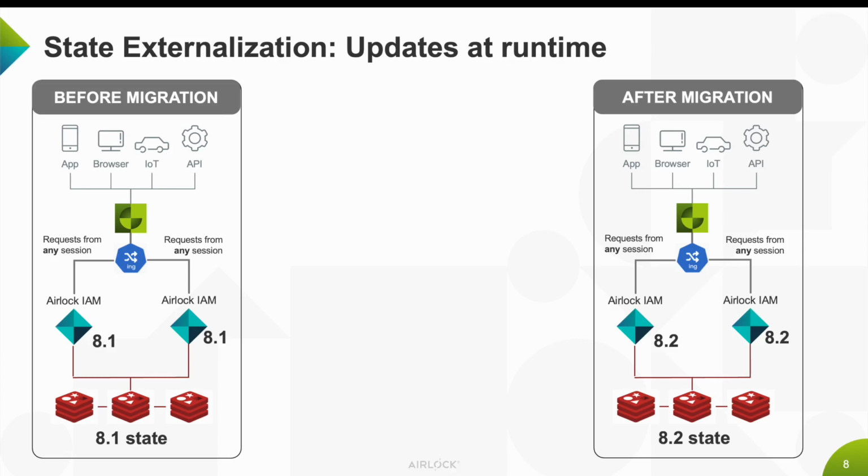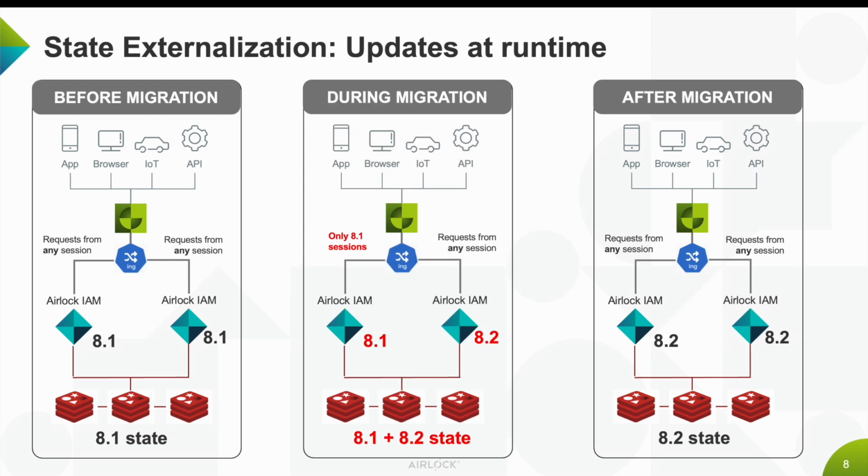So how can we do, or what can we do with Airlock IAM 8.2 to allow to do this at runtime? So what we can support is we can have a mixed state with the left IAM is still 8.1 and the right IAM is still 8.2, so you can migrate them step by step. And the Redis cluster now contains both state from 8.1 IAMs and state from 8.2 IAMs.